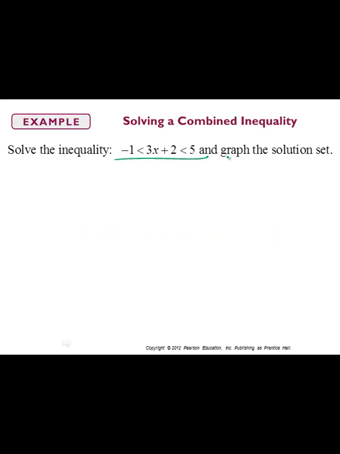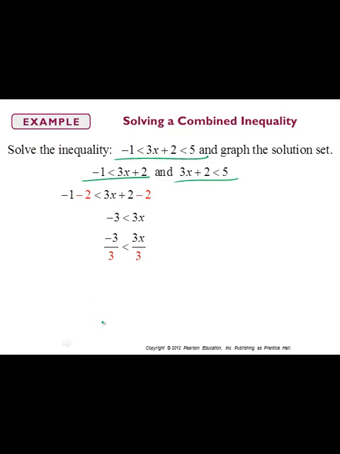Let's now talk about solving inequalities that are combined into like a double inequality. So here's an example of such a combined inequality, sometimes called a double inequality. Now, you could break it down into 2 separate inequalities like this one, because after all, this double inequality says that 3x plus 2 is greater than negative 1 and less than 5. So you could just write it as 2 separate inequalities, go through your solution process for the both of them.